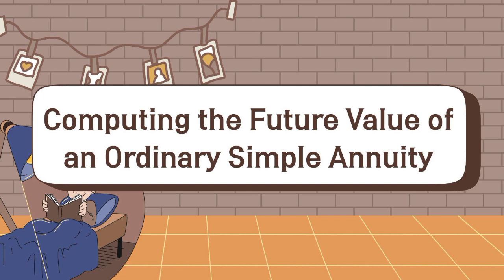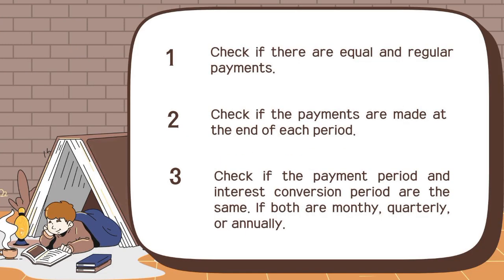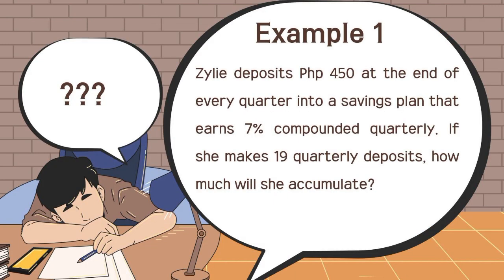So how do we identify if we should use the future value of an ordinary simple annuity? First is to check if there are equal regular payments. Second, check if the payments are made at the end of each period. Third, check if the payment period and the interest conversion period are the same, if both are monthly, quarterly, or annually. Now we have here our first example.